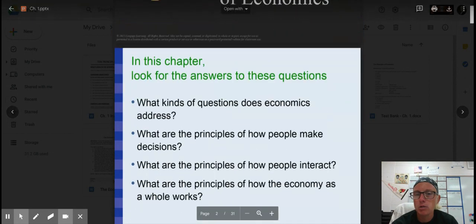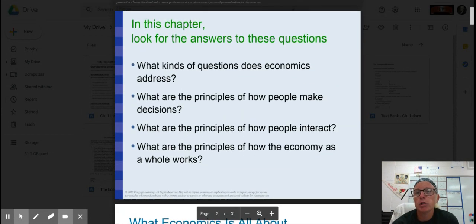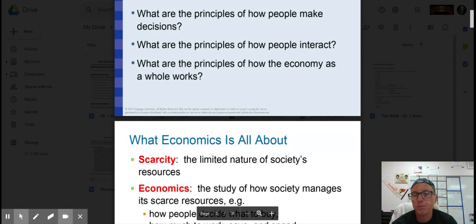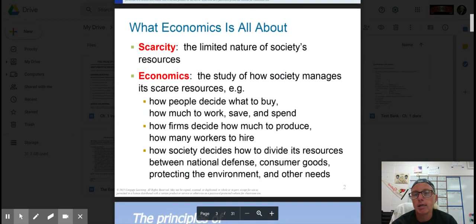All right. So in this chapter, we're going to look to answer these questions. Number one, what kinds of questions does economics address? What are the principles of how people make decisions? What are the principles of how people interact? And what are the principles of how the economy works as a whole? All right. So what is economics all about?